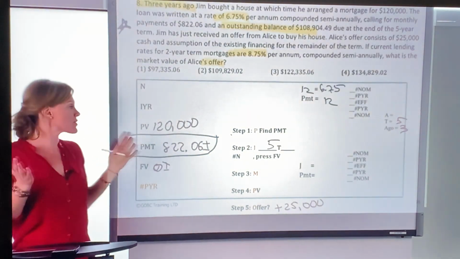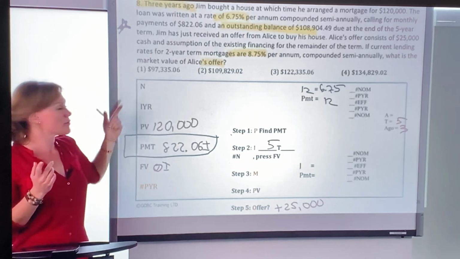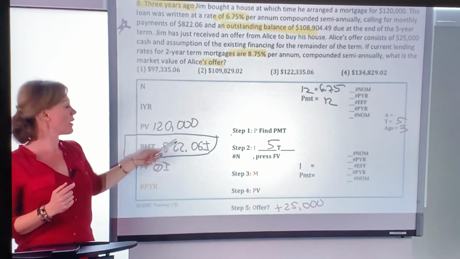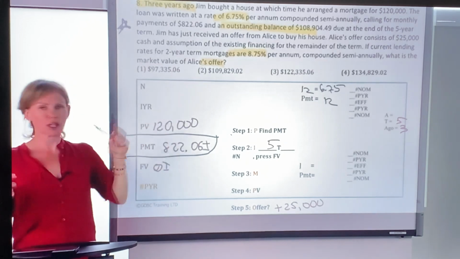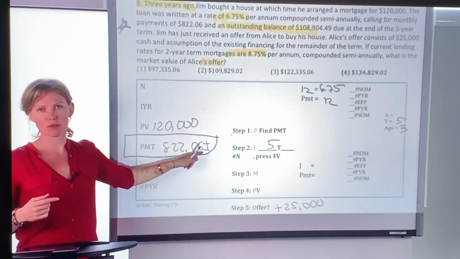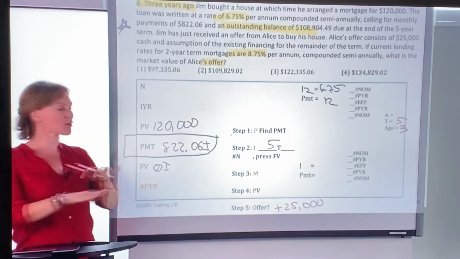So in this case, if the N is not given to you, you have two options. Option 1, you put 5 in here, find the payment. Payment will be a big number. It's not going to be this. Change that payment to $822.06. Okay, you can do that, no problem. You're going to be perfect on the dot.